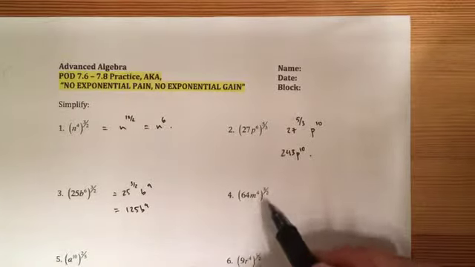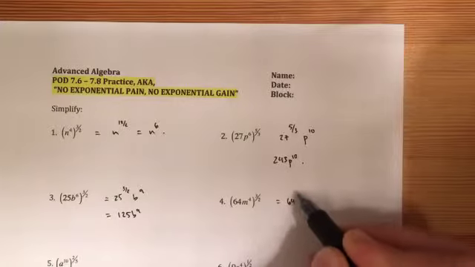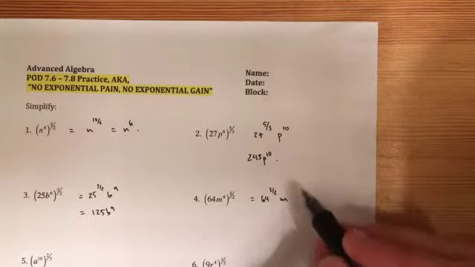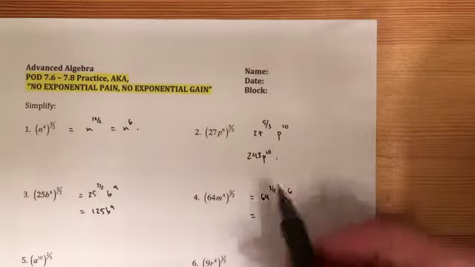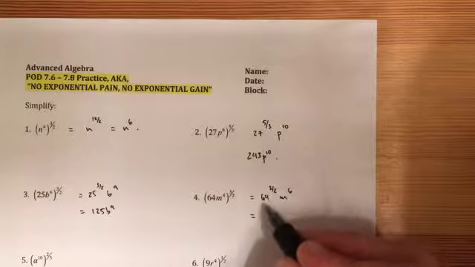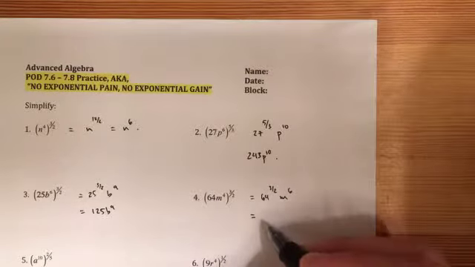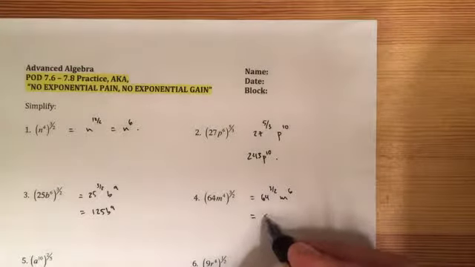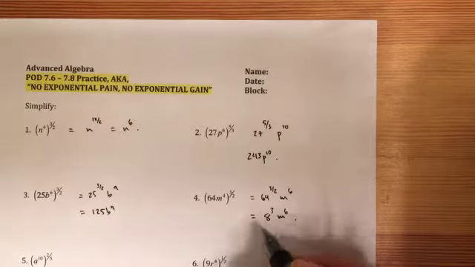64 m to the 4th, all to the 3/2, that is going to be 64 to the 3/2 times m to the 6th, multiplying 3/2 times 4. And 64 to the 3/2 is the square root of 64, which is 8 cubed. And 8 cubed is, I don't know, you'll find that on your calculator. 8 cubed times m to the 6th. Find that.